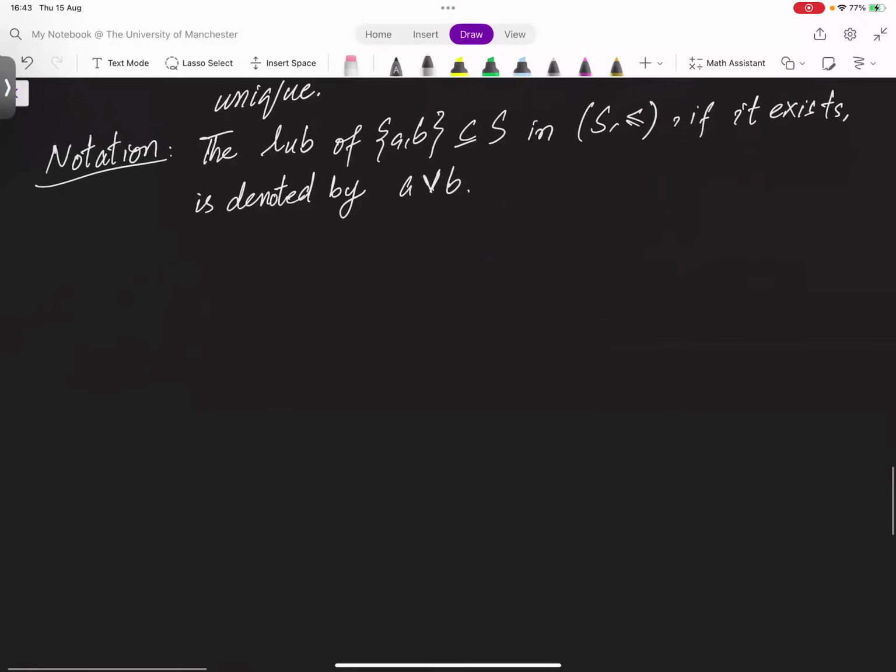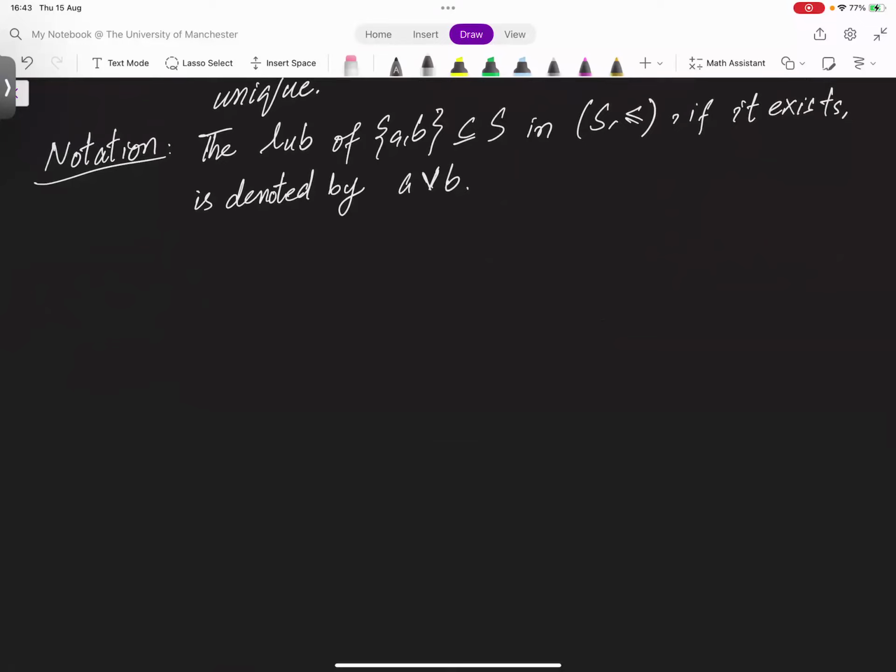Okay. Then we have a definition, 1.4.12.